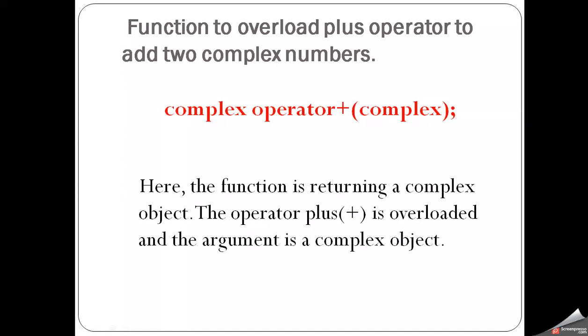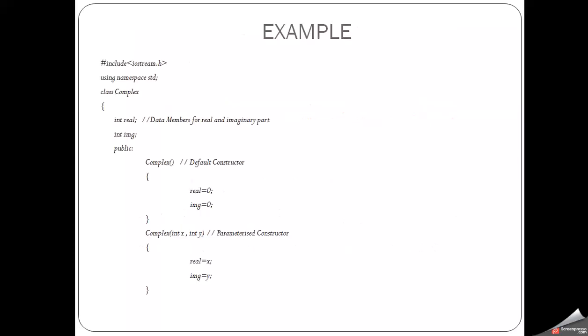So our return type is complex, meaning it is returning an object, and our argument is also an object of type complex. So there is a class called complex, and we'll have objects of the class. We'll see that in detail in the example below. So here is the example.